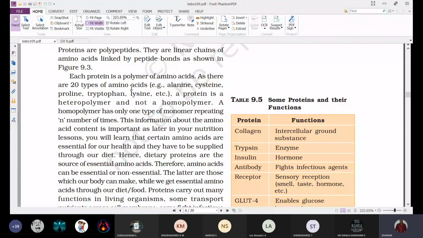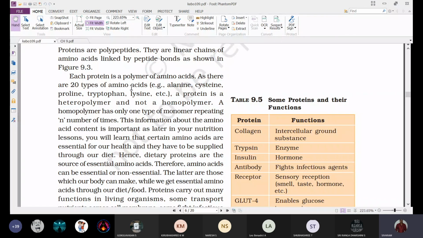This information about the amino acid content is important, as later in your nutrition lessons, you will learn that certain amino acids are essential for our health and they have to be supplied through our diet. Hence, dietary proteins are the source of essential amino acids. So when you observe, depending upon the source of these amino acids, the amino acids are divided into two groups, essential amino acids and non-essential amino acids.